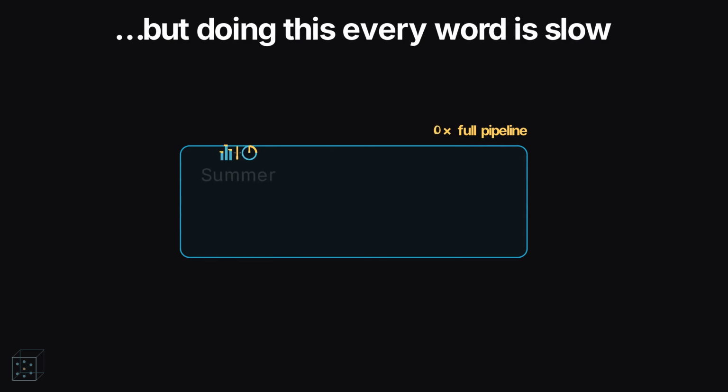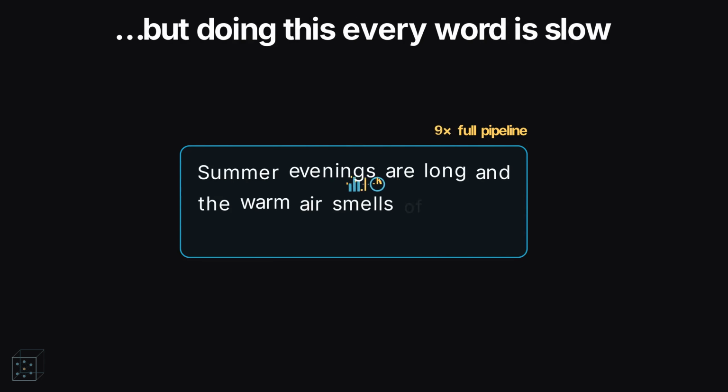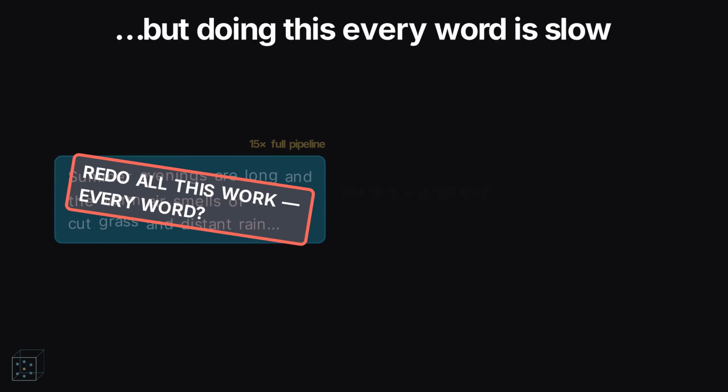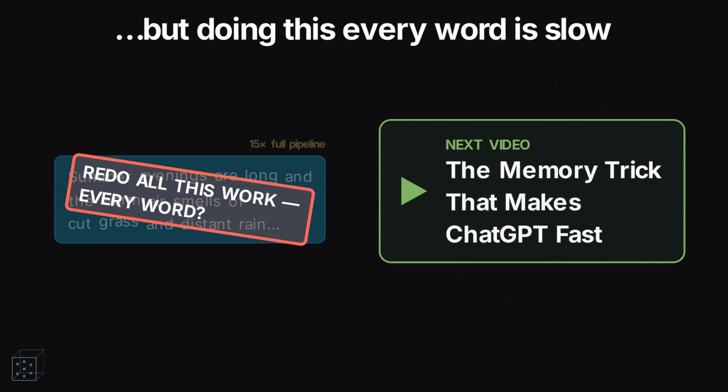But doing all that scoring, for every word, hundreds of times per answer, that sounds painfully slow. So how does a chatbot fire back a paragraph in seconds without redoing all its homework every single word? There's a clever shortcut, and it's the very next video, the memory trick that makes ChatGPT fast.